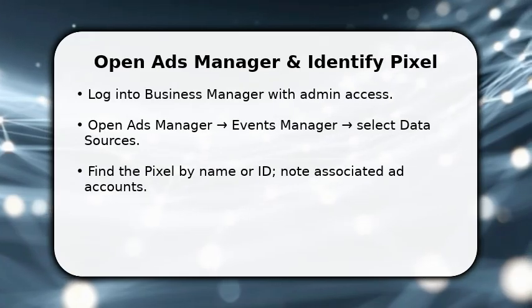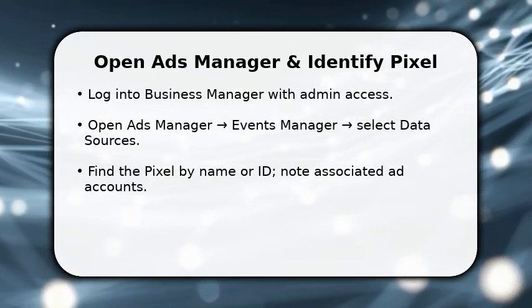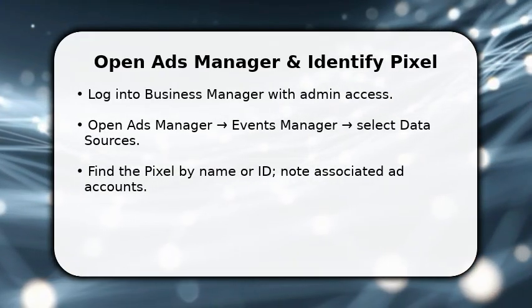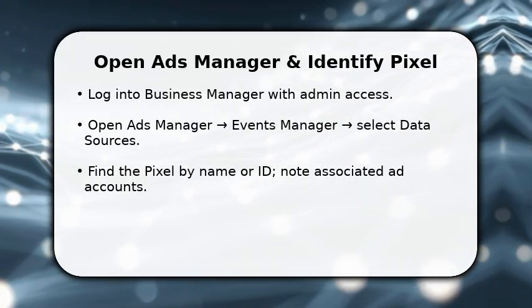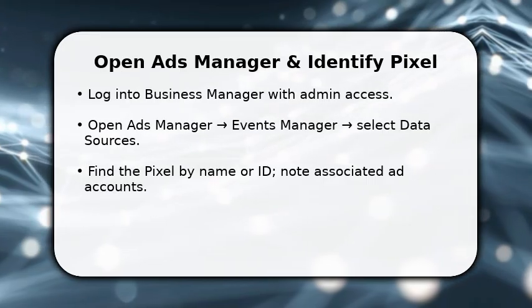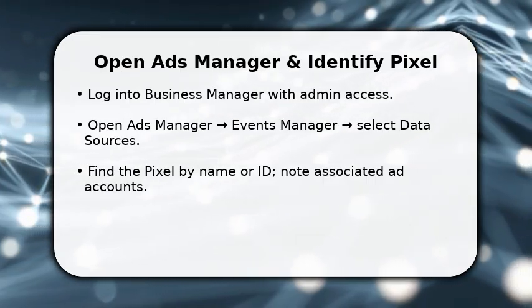Enjoy the video. You start in Business Manager as an admin. Open Ads Manager, then go to Events Manager and select Data Sources to see pixels. You need to identify the exact pixel by name or numeric ID. This prevents removing the wrong one.